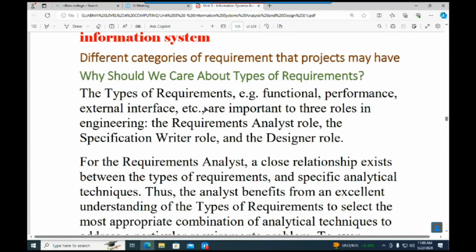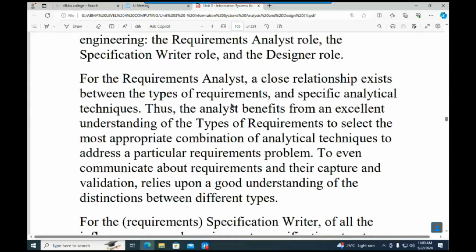And we need to ask ourselves the question, why should we care about types of requirements? So we have different types of requirements. We have functional requirements, performance requirements, internal interface, etc. Now, the functional, performance, and external interface are actually the most important to three roles that we actually looked at in system engineering. They are important to the requirements analysis role. They're important to the specification writer role. They are also important to the designer role.